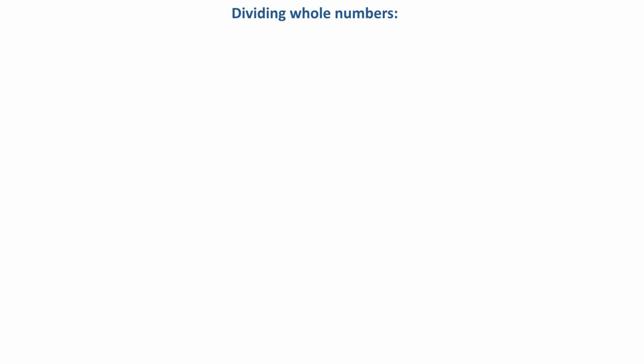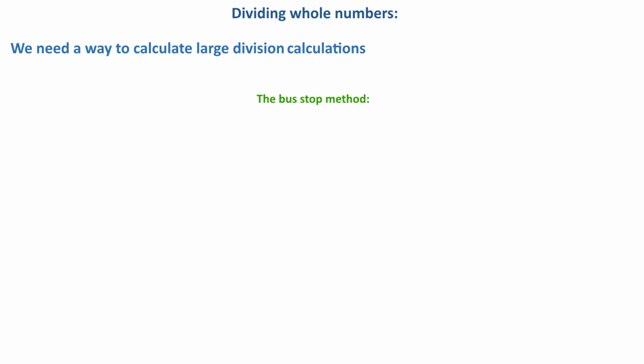So far we've covered adding, subtracting and multiplying numbers. So now we just need a way to calculate large divisions. So in this lesson I'm going to teach you something called the bus stop method. The bus stop method works using what we call the remainder theorem. But what exactly is this remainder theorem?